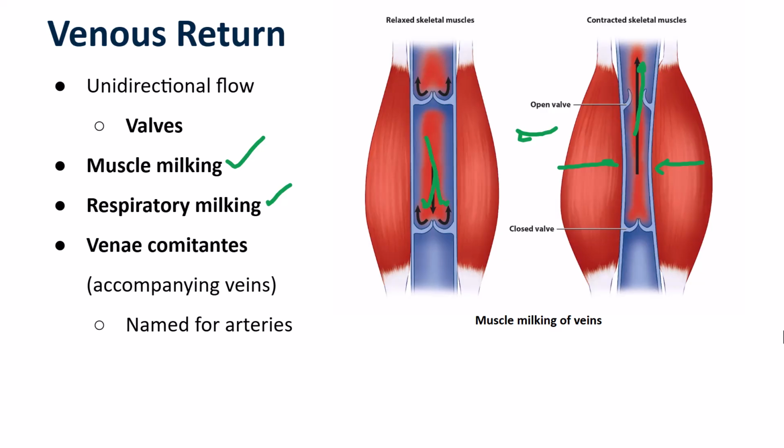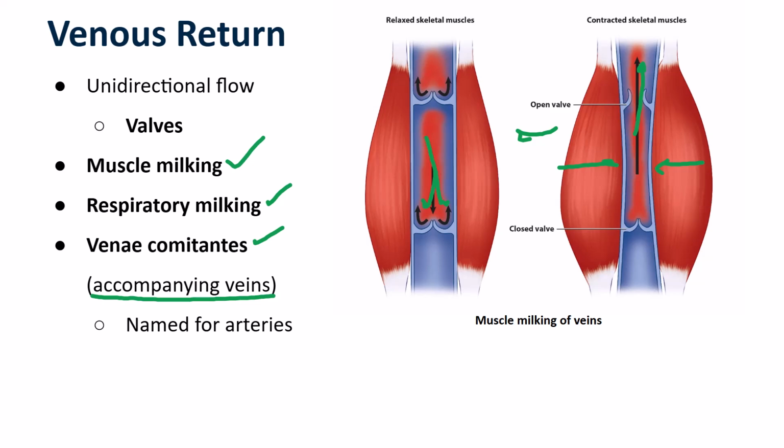Finally, and probably the one that I think is the neatest that I like, is the arrangement of veins as venae comitantes. Venae comitantes is the Latin way of saying accompanying veins. And sometimes you could have a single accompanying vein. That would be a vena comitans of an artery. Sometimes you can have two venae comitantes. These are always named for the arteries that they accompany. So for instance, the radial veins are venae comitantes of the radial artery. The brachial veins are the venae comitantes of the brachial artery, and so on and so forth.